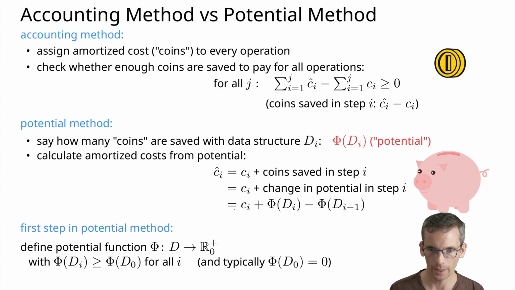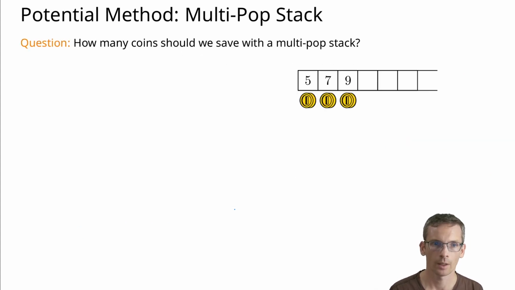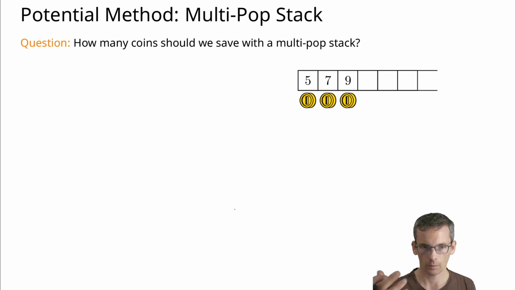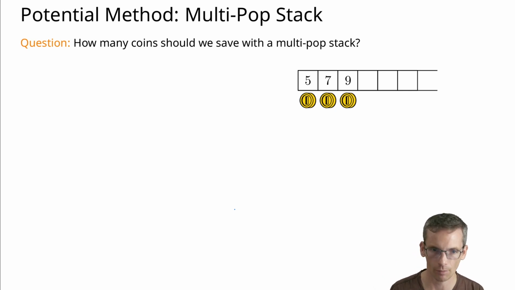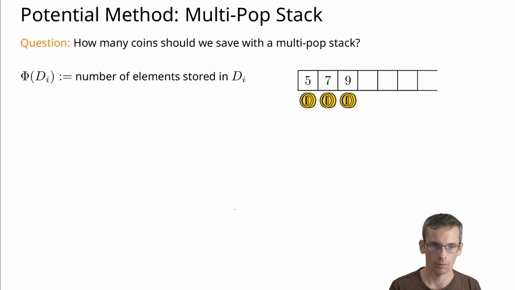Okay, so let's have a look at how this works for the multi-pop stack. The potential says how much we need to store with a data structure after step i. So how many coins should we save with a multi-pop stack? Looking at this stack, how many coins should I be saving? We see it's 3, but why 3? 3 is the number of elements stored in the data structure. So that's my potential. I define the potential to be simply this.